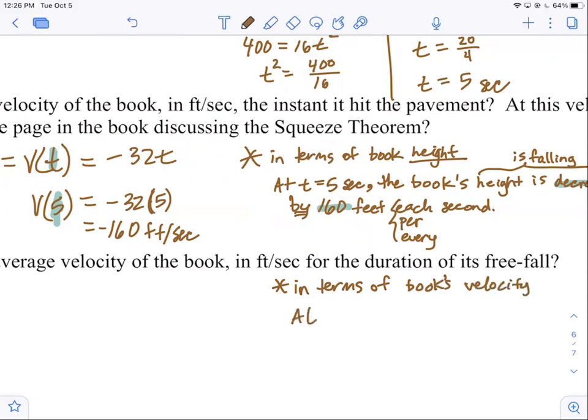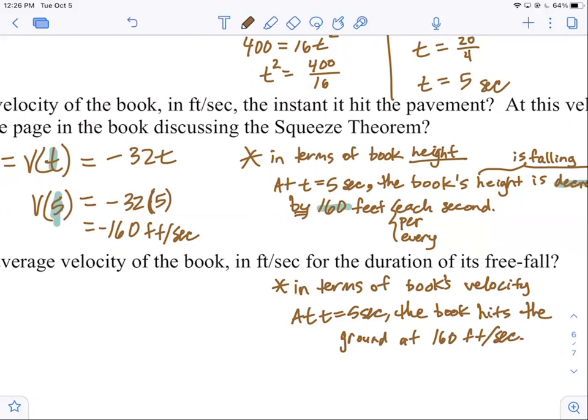And so now you would say at t equals 5 seconds, comma, the book hits the ground. We'll say the book hits the ground at 160 feet per second. Okay. Notice the difference there. I still didn't use negative 160 because I'm talking about hitting the ground. So I'm giving the speed, and the direction is implied there. But notice I didn't spell out feet per second. Why not?